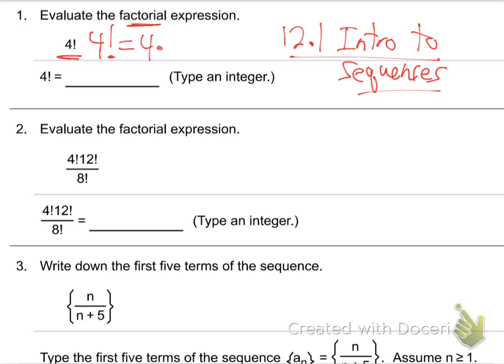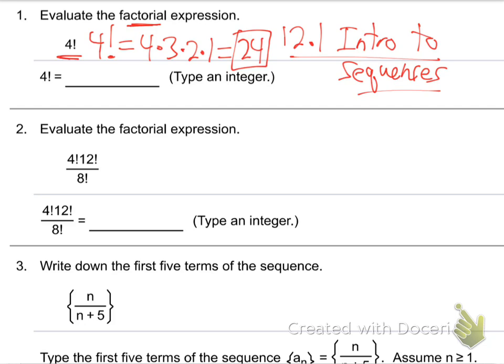I see it on my calculator. It means 4 times 3 times 2 times 1. It means multiply 4 all the way down to 1. Each time you keep going down by 1 from the number we start with, and go all the way down to 1. And what's the answer? 4 times 3 times 2 times 1 is 24.